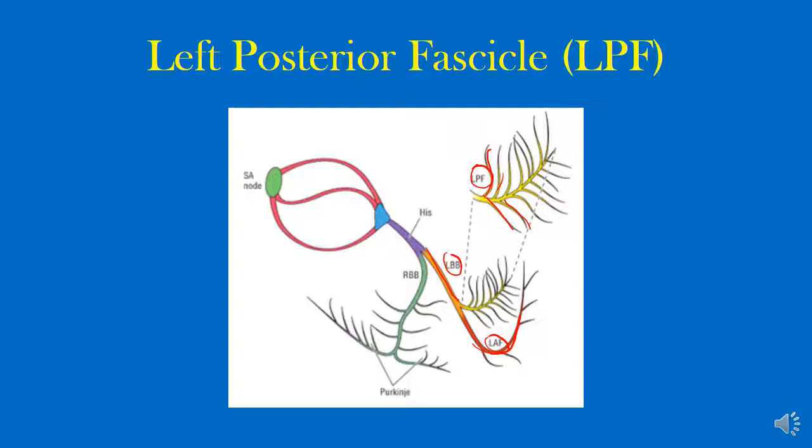So let's just review the innervations of the left ventricle quickly again. So we have the left anterior fascicle, or sometimes called the left anterior superior fascicle. This innervates both the anterior as well as the superior aspects of the left ventricle. And the left posterior innervates the posterior, as its name implies, aspect of the left ventricle, as well as the inferior.